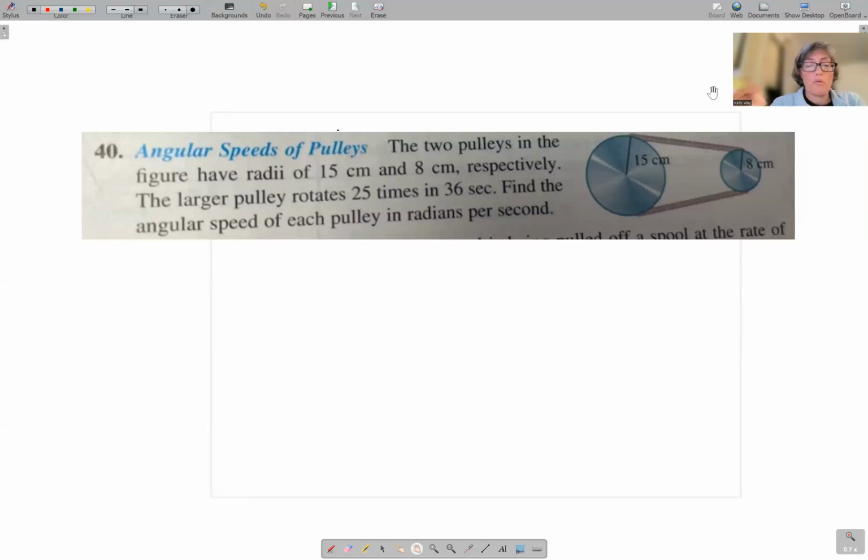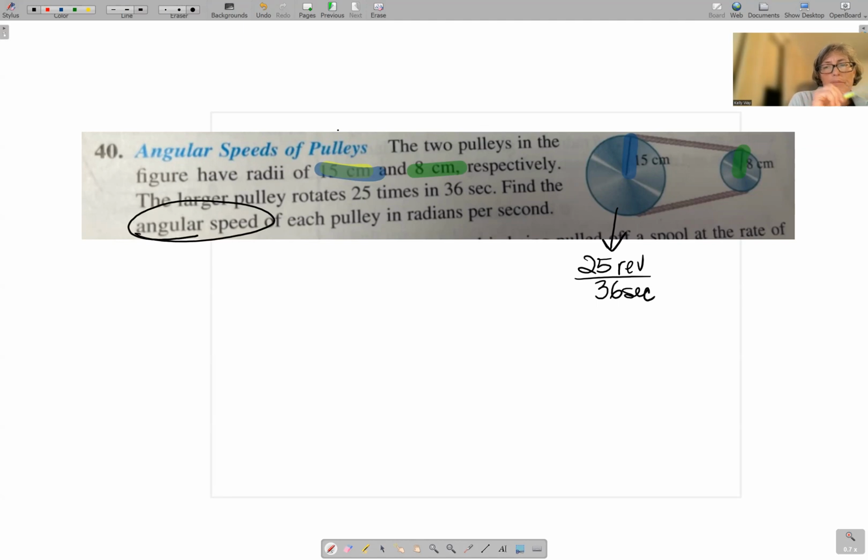So for problem number 40, we have here two pulleys and it has radii of 15 centimeters and 8 centimeters respectively. The larger pulley rotates at 25 revolutions, 25 times per 36 seconds. Find the angular speed of each pulley.